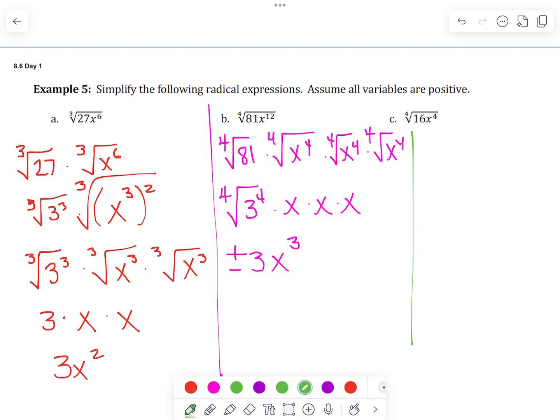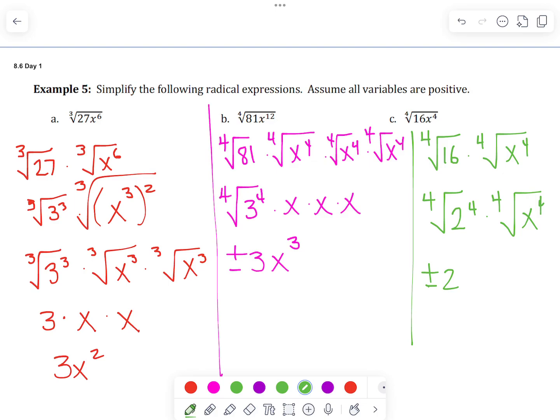Our last one, another 4th root. So I'm going to break that down into the 4th root of 16 and the 4th root of x to the 4th. Now 16 can be rewritten as 2 to the 4th. And we have another even index, so we're going to have a plus or minus 2, and then x.